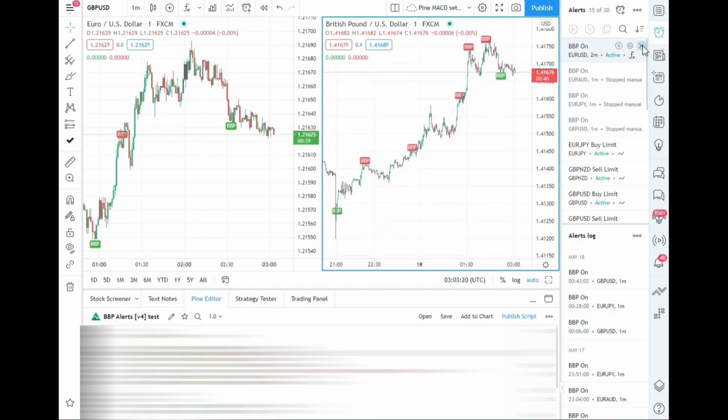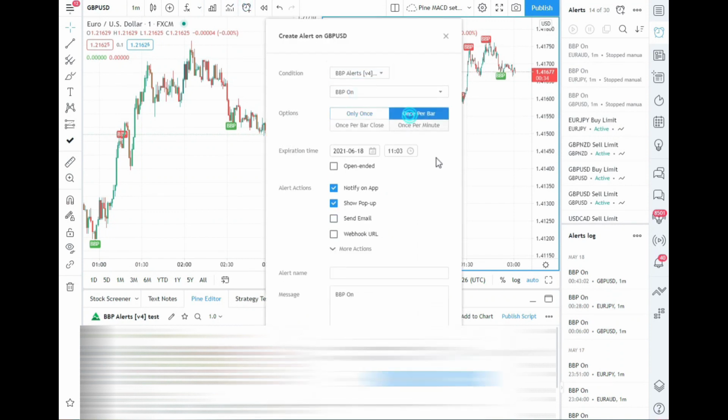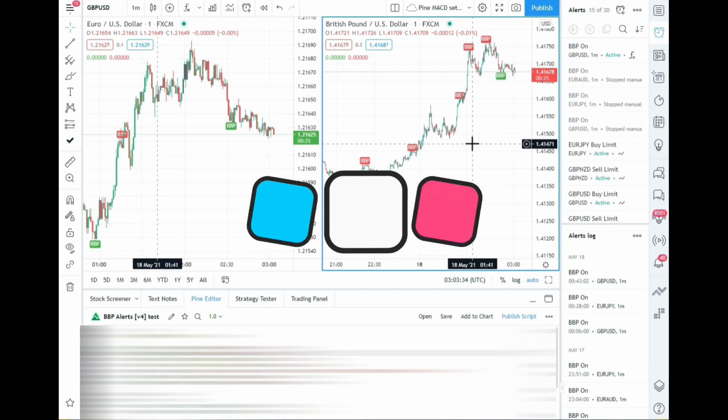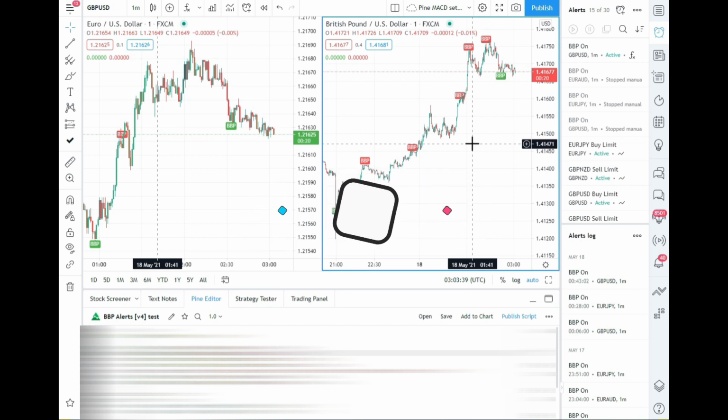Let me just delete the old one, and then I'll create the alert again. Change BBP, once per bar, and create. And then basically you're done. So the alert can pop up on your TradingView, and also if you have the TradingView phone app, it will pop up as a push notification on your mobile phone as well. Right, so it's a simple step.